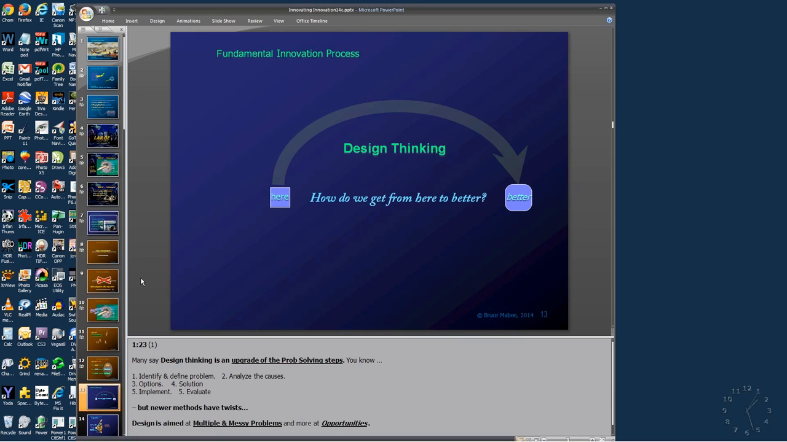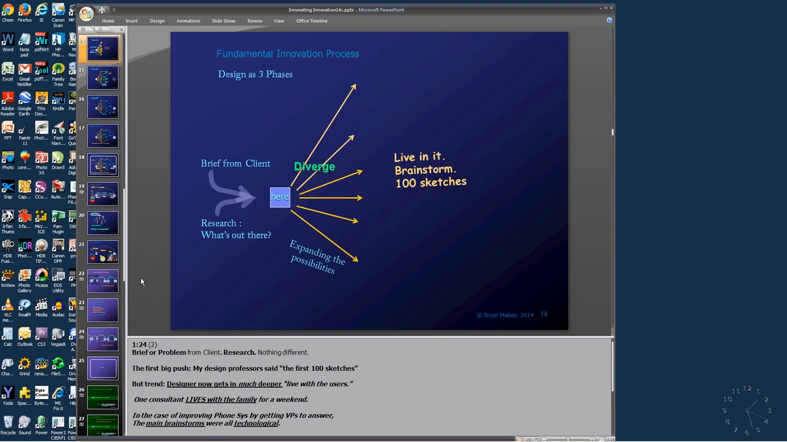The big twists in the design world is that we're not looking at one problem. We're looking at multiple problems, we're looking at messy problems, and we're looking at the opportunity side. So how does that change this problem-solving process? First, the client or the owner of the problem gives us a brief, gives us a spec and says, this is what we're looking for. And then we go out and do some research. There's nothing new about that.